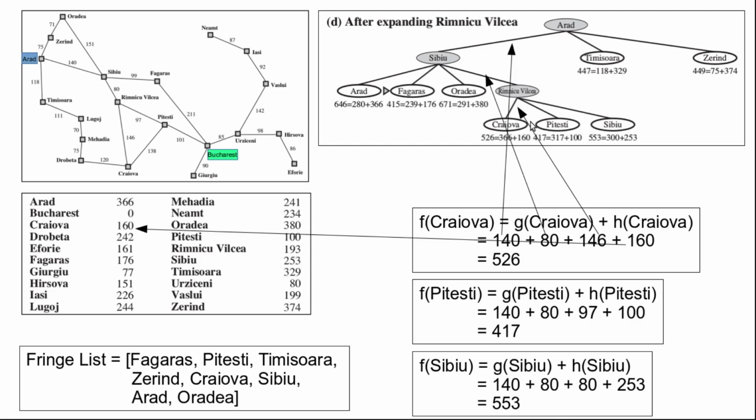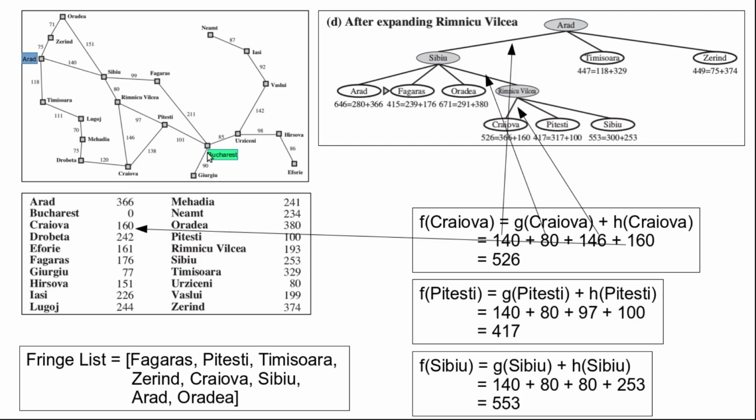With these 3 newly generated nodes, now we have 3 plus 3 6 plus 2 8. So now we have a total of 8 nodes in the fringe list, and among these 8 nodes, the node with the smallest F value is Bucharest, which has the F value of 415, and hence Bucharest will be at the front of the fringe list, and it is Bucharest which will be selected for expansion next.